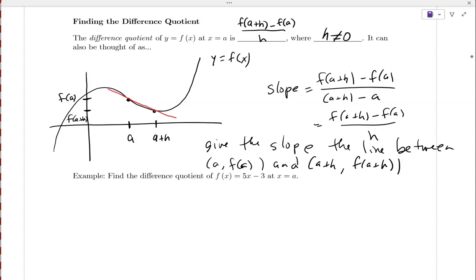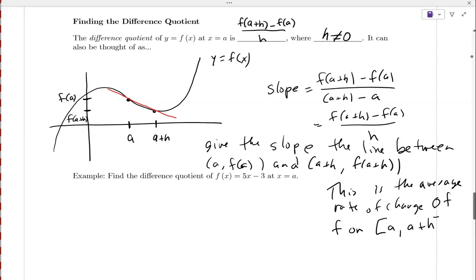But what else does it represent? What did we say earlier that we could think of as slope in terms of functions? Well, how did we start this entire lecture off? It's an average rate of change, right? So you can also think of it as the average rate of change of the function on the interval from a to a plus h, and I'll write that in interval notation. So our difference quotient is giving us an average rate of change. It's giving us a slope.